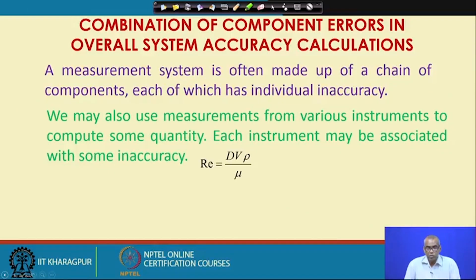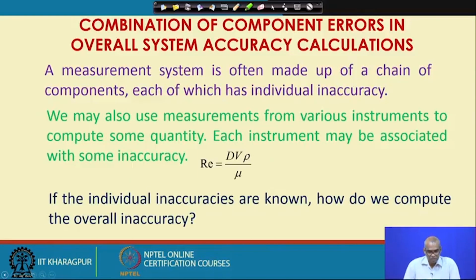Now, you can use various instruments to measure diameter of the pipe, velocity of the flow, density and viscosity of the liquid. Then compute Reynolds number as d V rho by mu. Now, each of these measurements is associated with some error. So, how do you combine these errors to compute the overall error in the computation of Reynolds number? So, if the individual inaccuracies are known, how do you compute the overall inaccuracy?